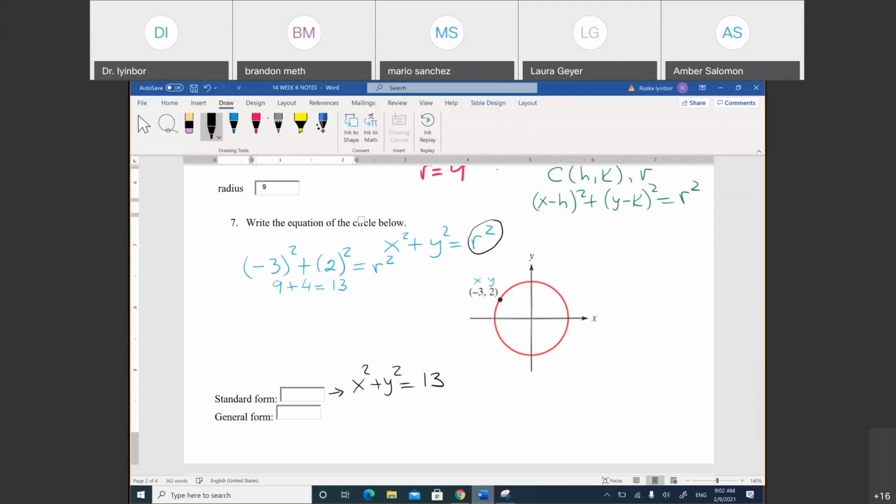Now, how am I going to get from standard to general form? I'm going to subtract 13 from both sides, right? I'm just going to move 13 over. So it's going to be x squared plus y squared minus 13 equals 0. So these are my two answers. Okay? Any questions? Does everybody understand that? So that's all you're doing here.